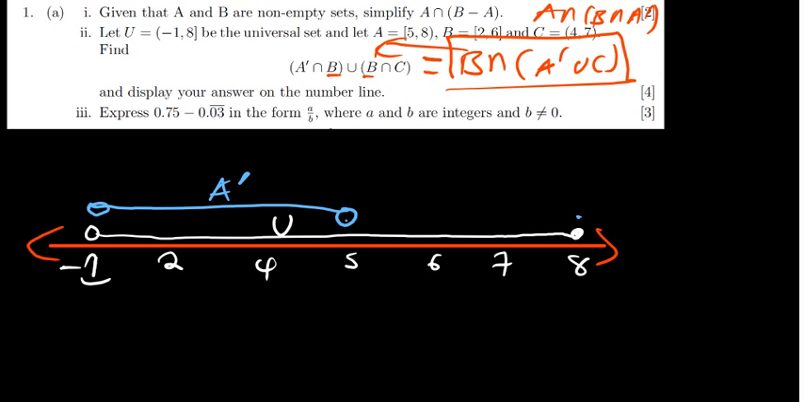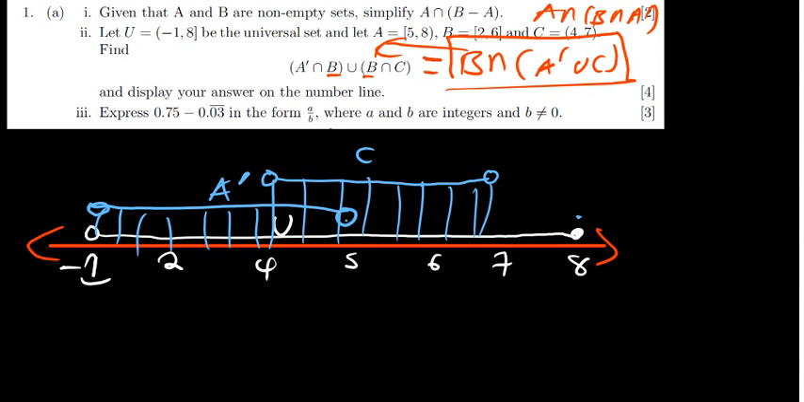We don't have anything here. What is my C? My C is from 4 all the way to 7. Is 4 included? No. 4 all the way to 7, both not included. So in short, A complement union C is this part here. This part.